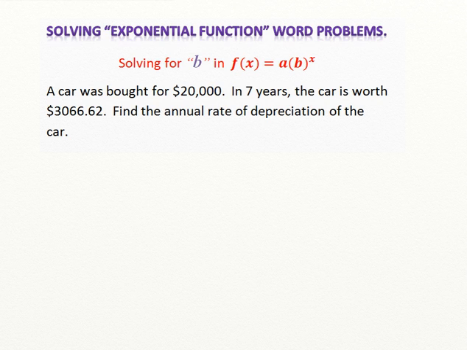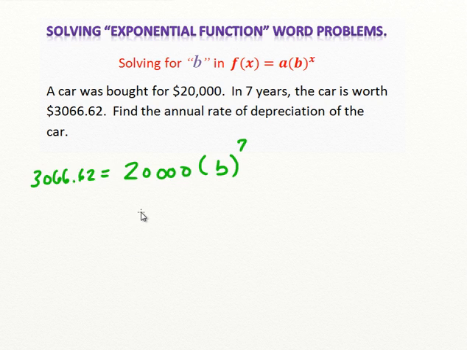Just like before, we will go ahead and build an equation using the values that we were given. So the initial amount of the vehicle was $20,000. The value down the road, 7 years after that initial value, was actually less. So it was only $3,066.62. We are searching for the base, but we do know the number of depreciation periods. In fact, there were 7 years of depreciation.